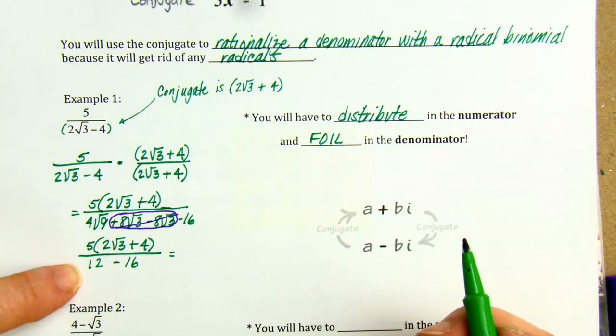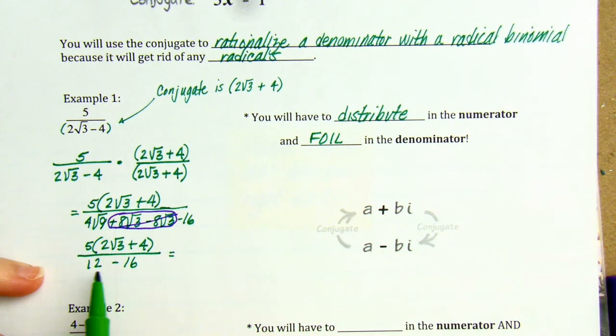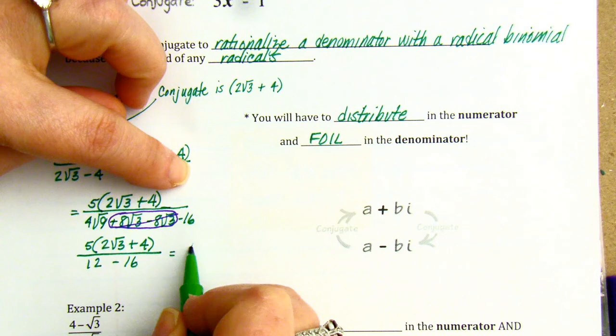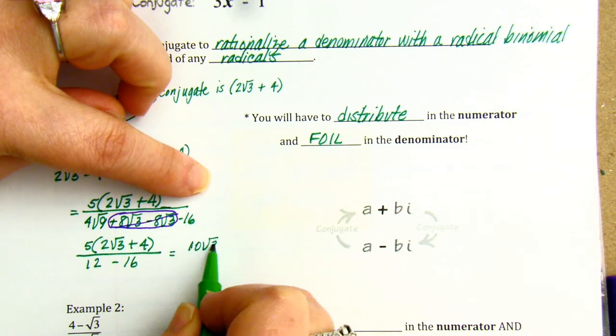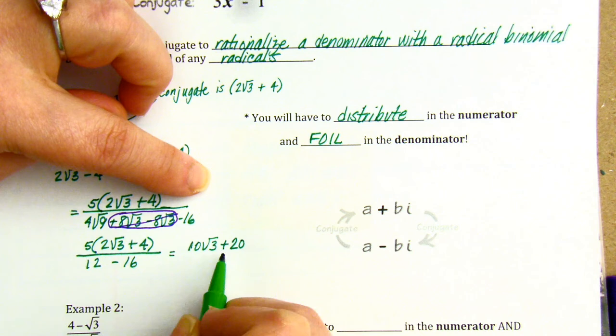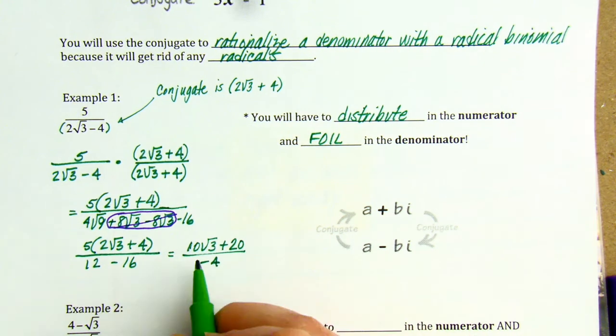12 subtract 16 is negative 4. Because that negative 4 doesn't divide the 5, I'm going to now distribute. So I've got here 10 root 3 plus 20 over negative 4. And you might think you're done, but folks, that's even, that's even, that's even.